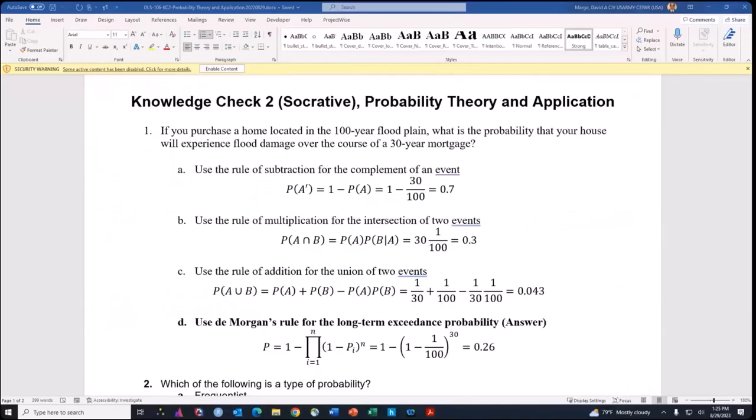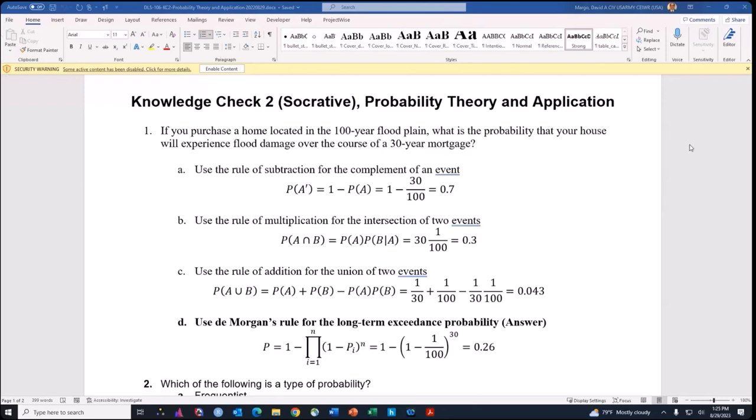I'm going to go over the suggested answers for the knowledge check that you just completed, and then I'm going to do a quick little demonstration in response to, I think, one of the questions that came in the chat. All right, so knowledge check number two.